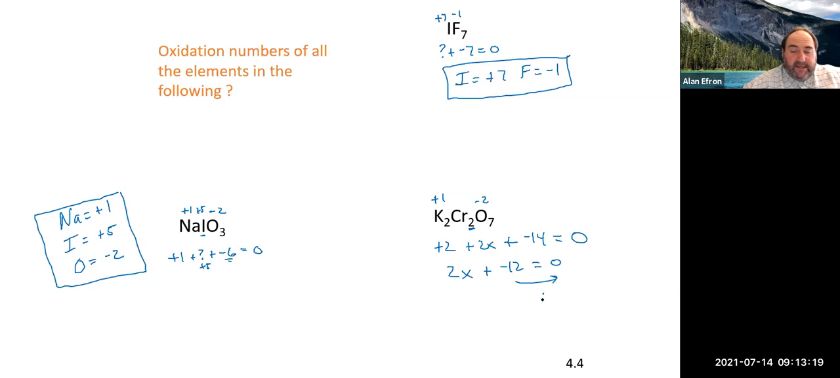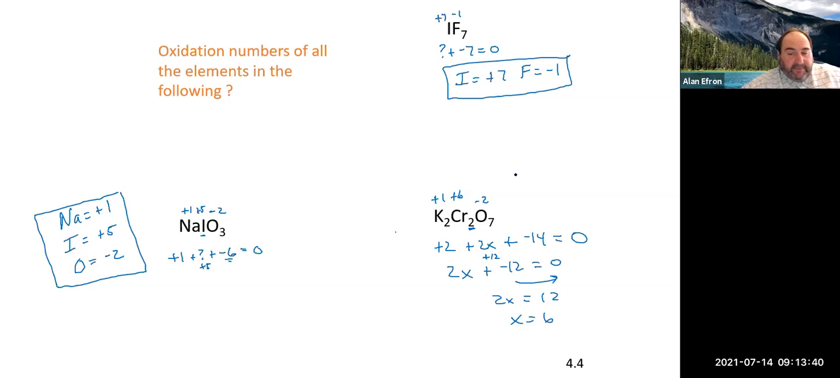Bring that to the other side if you want to do it like a math problem here. X equals 6 in this case. That means that each chromium here would have to be plus 6. Plus 6 times 2 is plus 12, plus 12 and minus 14 equals 0.